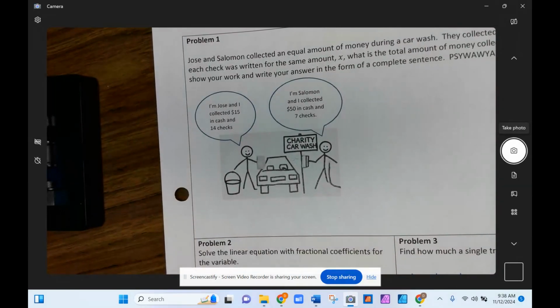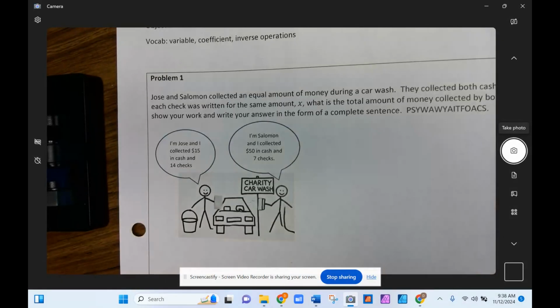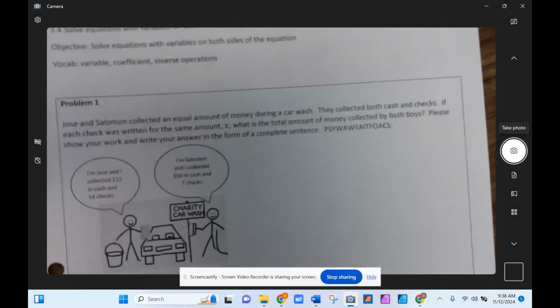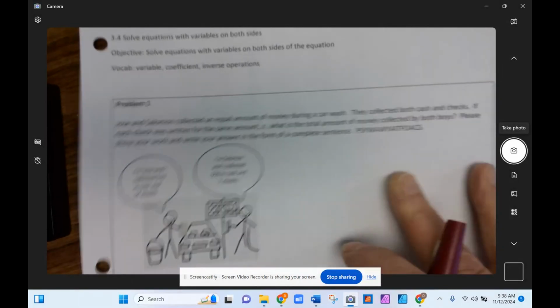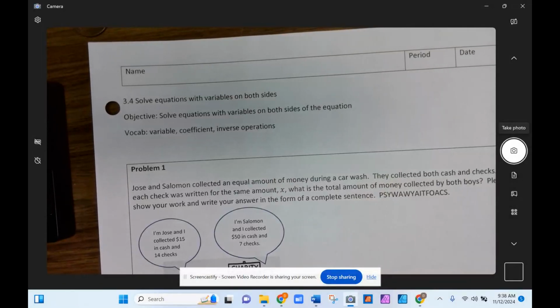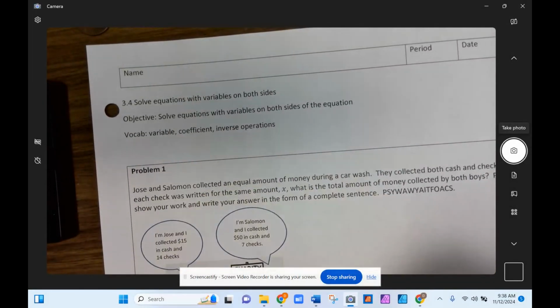What's up, guys? We're talking about solving equations with variables on both sides. Remember, we've done a lot of warm-ups based on this, so this is kind of like the formal lesson on it. So yeah, our objective: solving equations with variables on both sides of the equation.